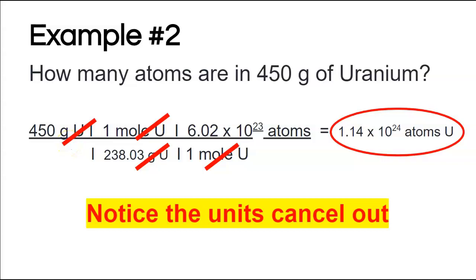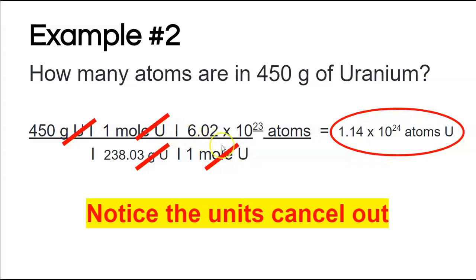I look to my periodic table and I find that 1 mole of uranium weighs 238.03 grams. The grams go on bottom to cancel the grams of uranium here, and that is equal to 1 mole of uranium on top. That is my first step. I've gone from grams to moles. But I need my second step, which takes me from moles to the atoms.